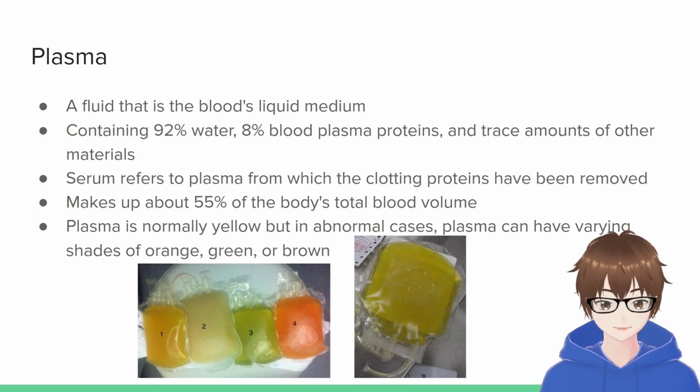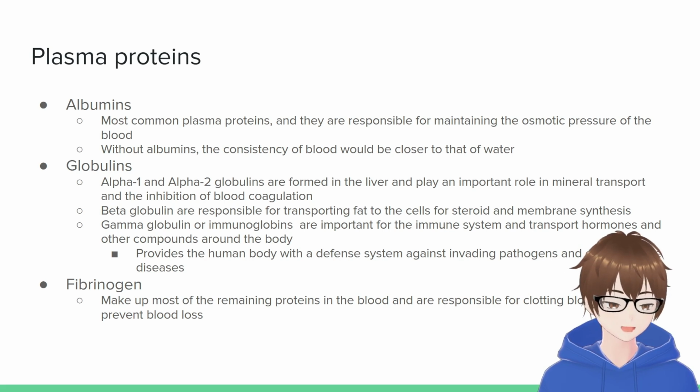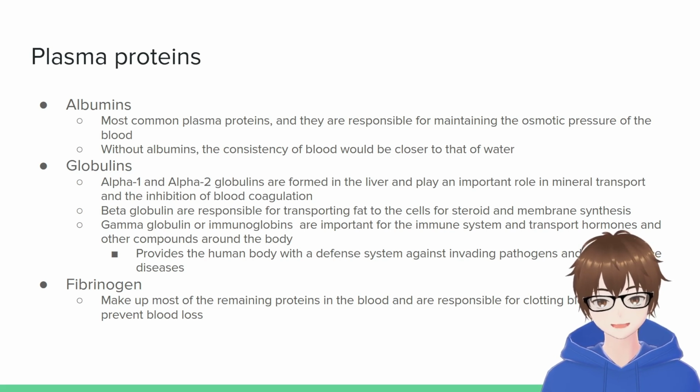So let's move on. So the plasma proteins are albumins. They are the most common plasma protein, and they are responsible for maintaining the osmotic pressure of the blood. Without these, the consistency of blood would be closer to that of water. So they give your plasma more of a thick texture, I guess, or viscosity.